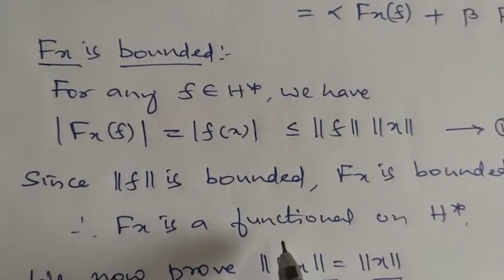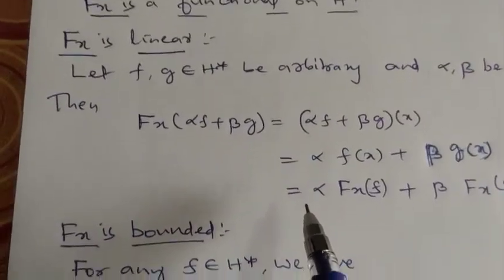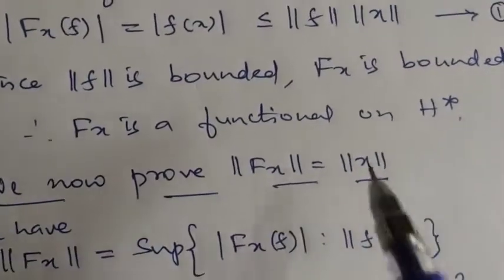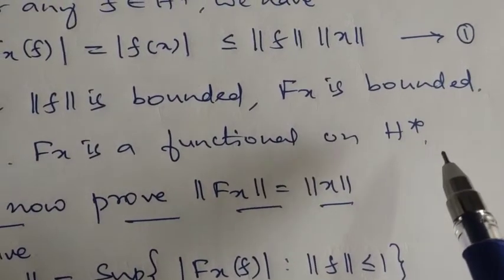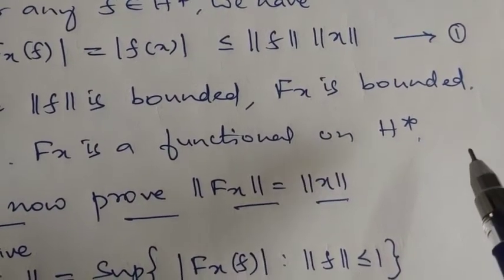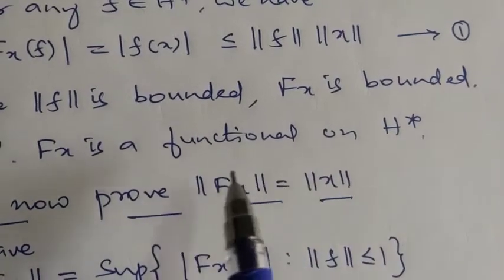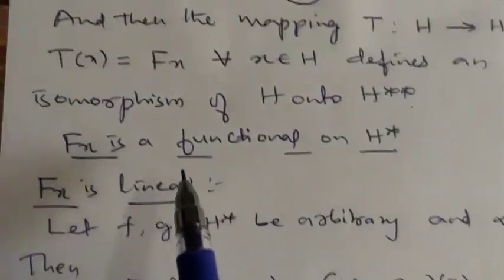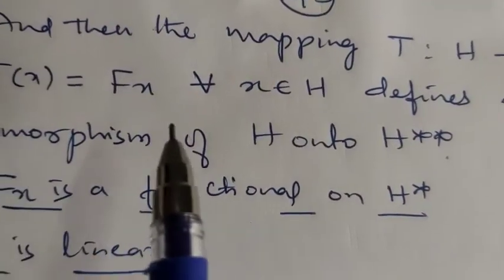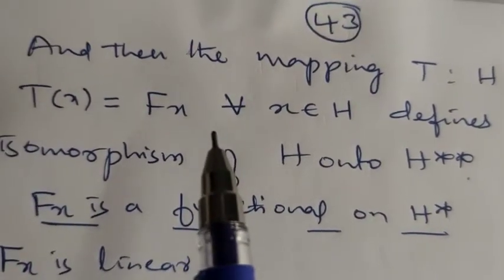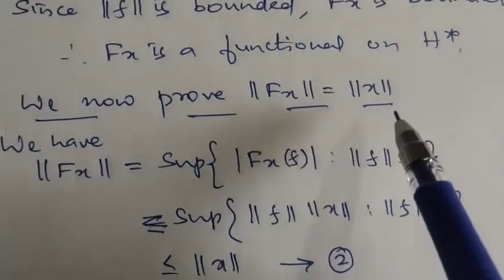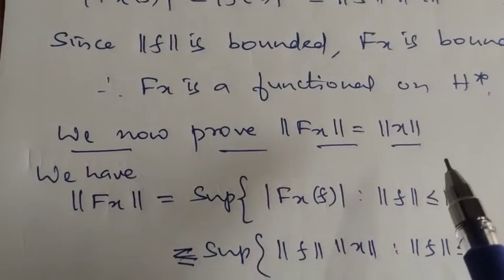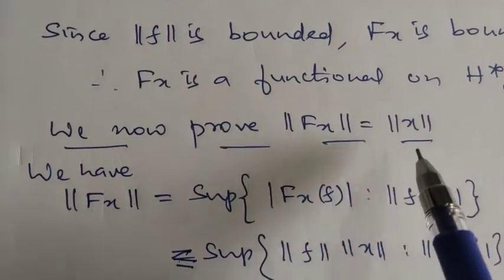Now fx is bounded and fx is linear, therefore we can declare that fx is a functional on H star, in other words fx belongs to H double star. Therefore the mapping we define, T of x equal to fx, is a well defined mapping. Now let us prove that norm of fx is the same as norm of x, with the same steps as in the previous theorem.